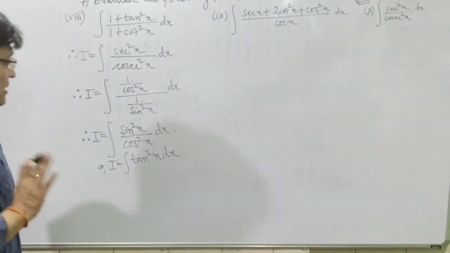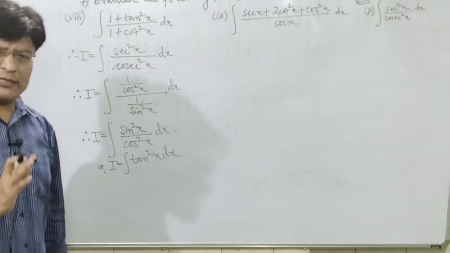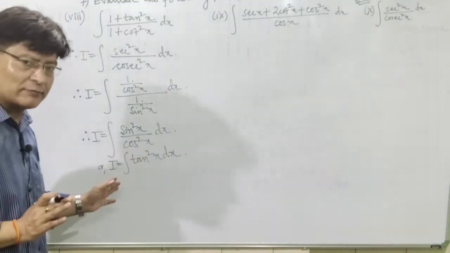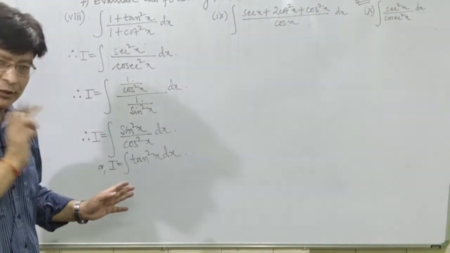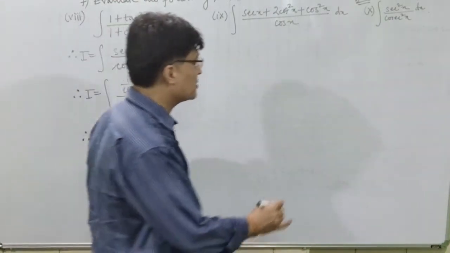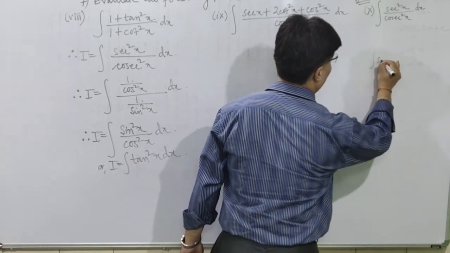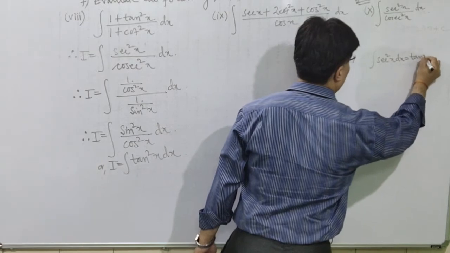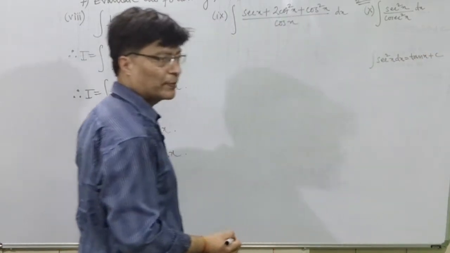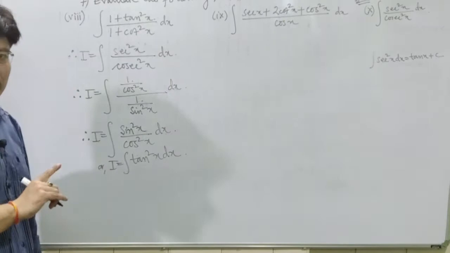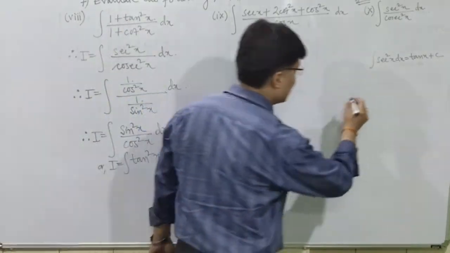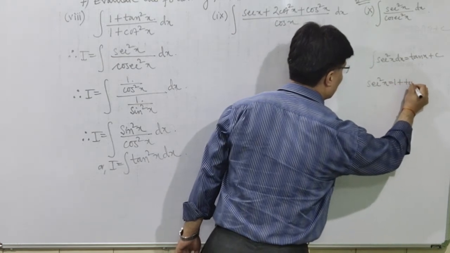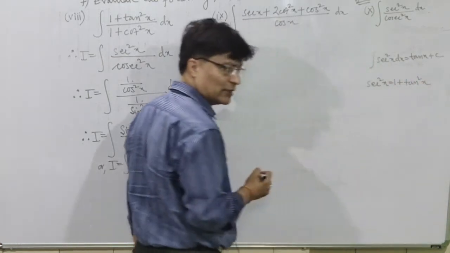So the integration of tan square x dx, can you find out integration of tan square x dx directly? There is no formula for integration of tan square x dx. But there is a formula for integration of sec square x, that is integration of sec square x dx is tan x plus c. So let us convert this tan square x in terms of sec square x. As you know that sec square x is equal to 1 plus tan square x, isn't it?